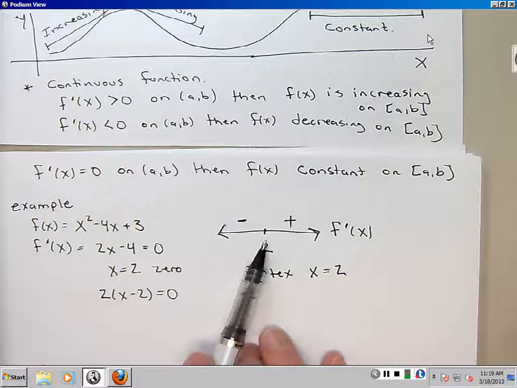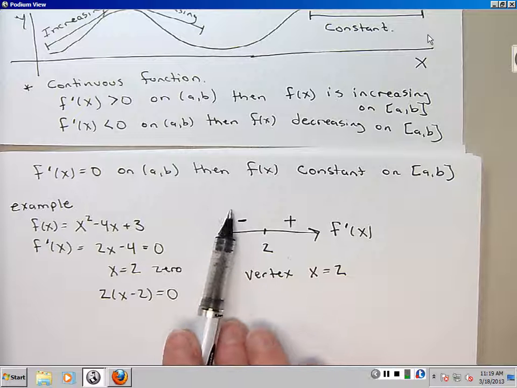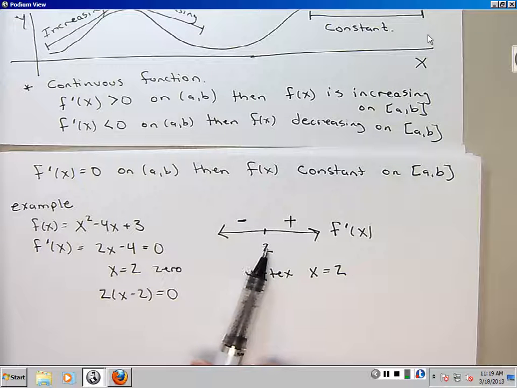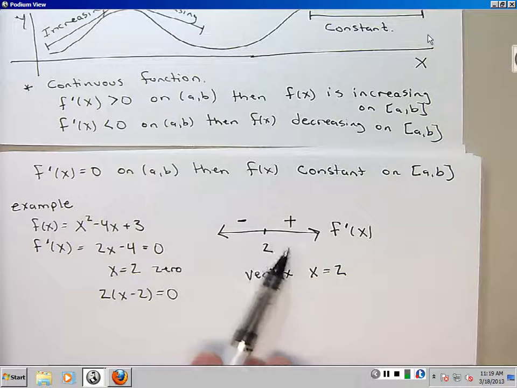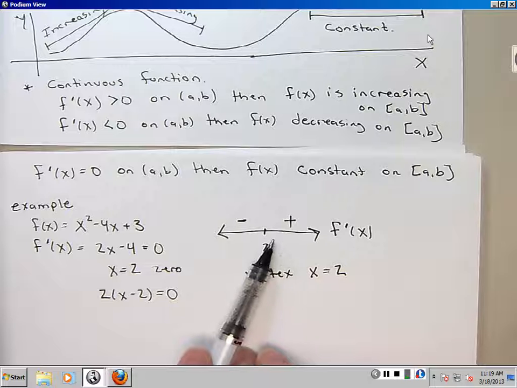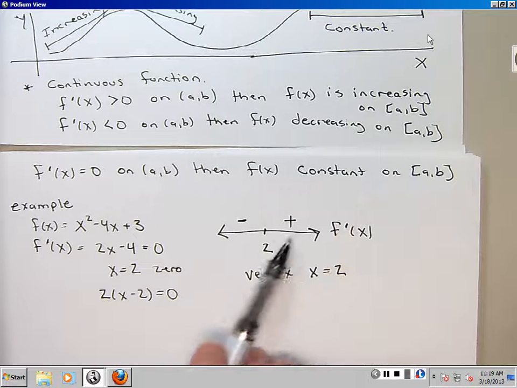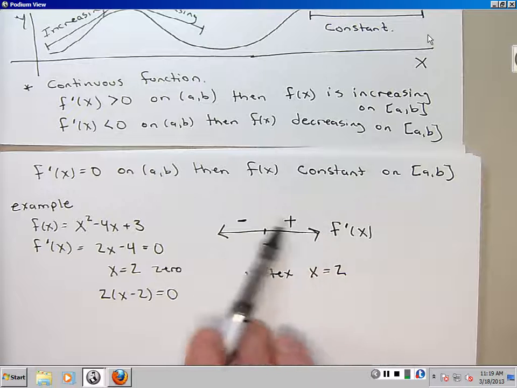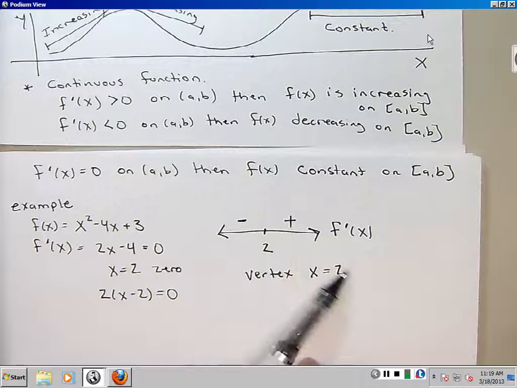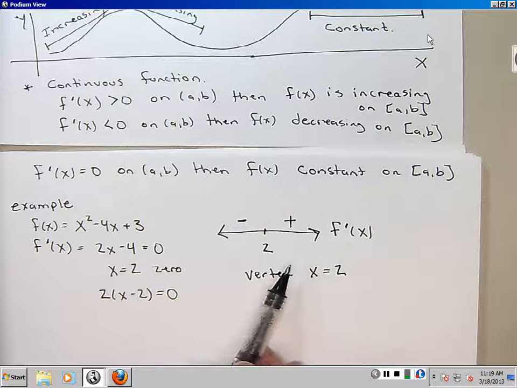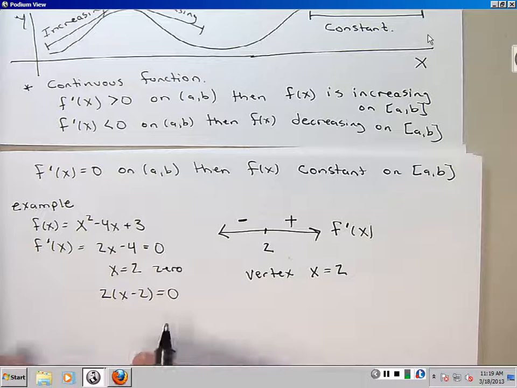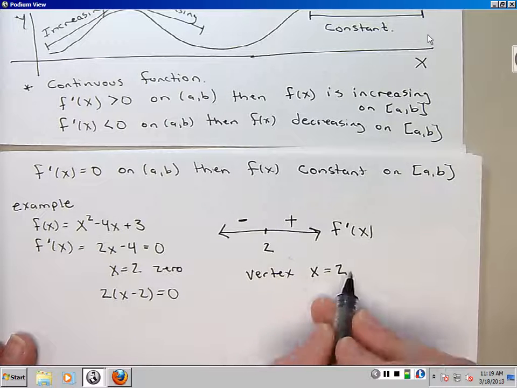So if I'm on this side of 2, my price is decreasing. Then at some point, at x equals 2, that's the minimum price I could ever get. And then on the other side of 2, my price is increasing. Eventually we'll talk about maximizing and minimizing functions, and that's what this is leading to. But if I was to graph this, my vertex would be at x equals 2.